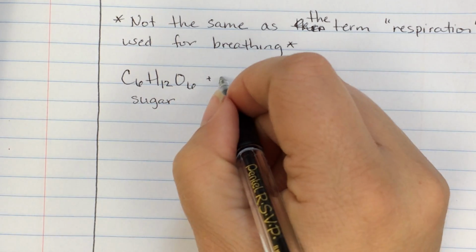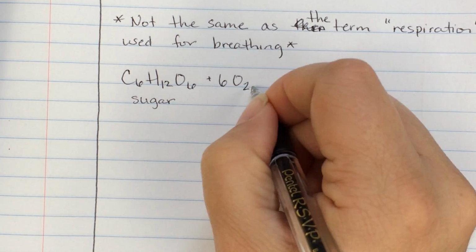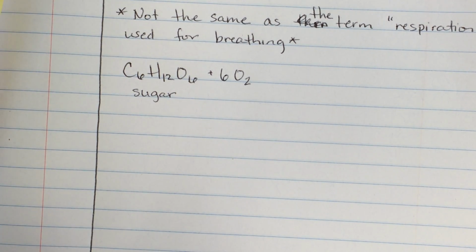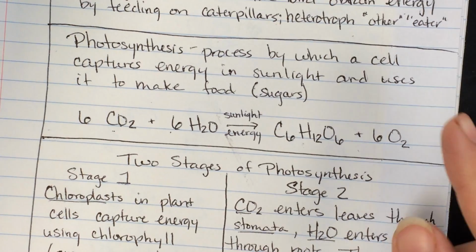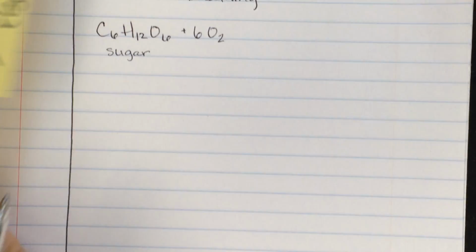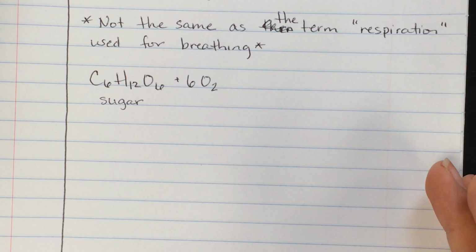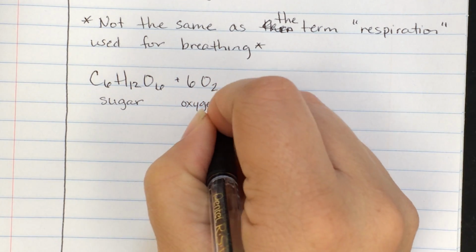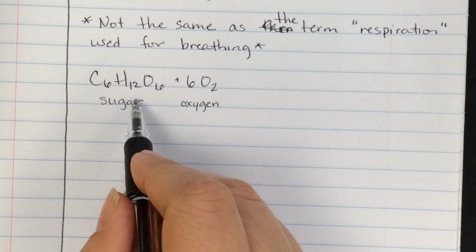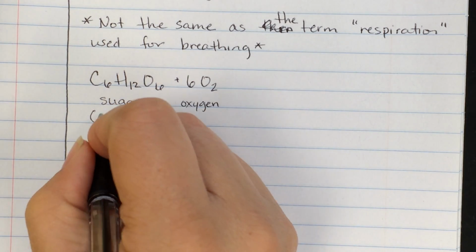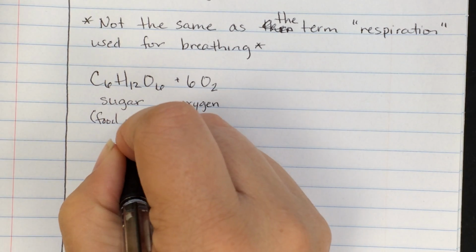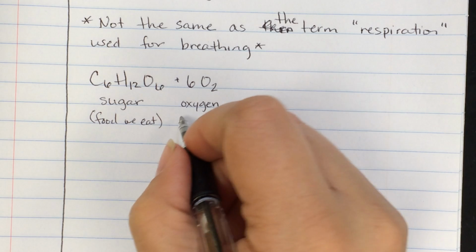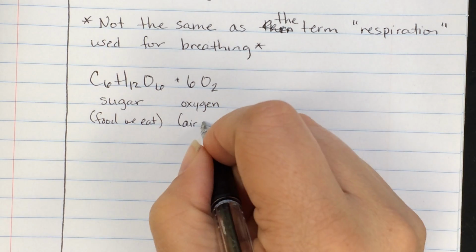So the common word, we'll just call this our sugar. And we use oxygen. Did we see oxygen before too? Let's flip back a page real quick. Look with me here. Oh, there's oxygen. Interesting. All right, so C6H12O6 plus O2, which is oxygen. Now, how do we get the sugar in our body? It's the food we eat. And how does oxygen come in? Air we breathe.